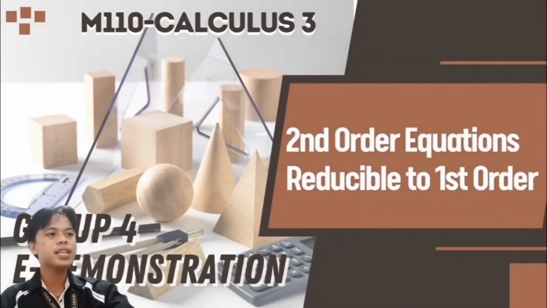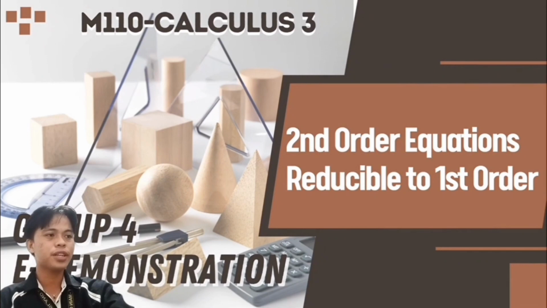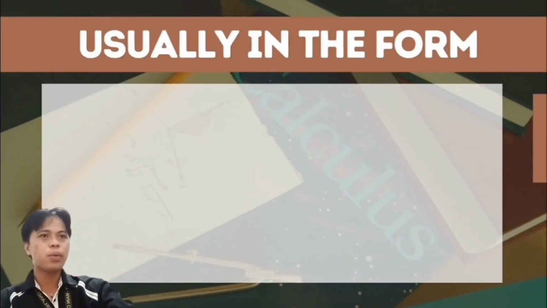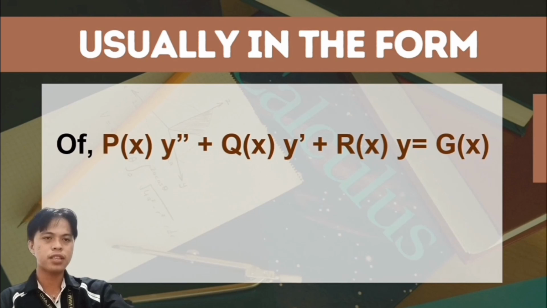So how are we going to solve second-order equations reducible to first order? Now, this type of equations are usually in the form of p of x, y double prime plus q of x, y prime plus r of x times y equals g of x, where p of x, q of x, and r of x are continuous functions.